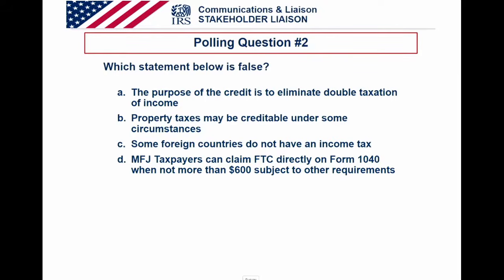Yes, Jim, it is time for our next polling question. So, audience, here's our second polling question. Which statement below is false? Please take a minute and click the radio button that you believe closely answers this question.